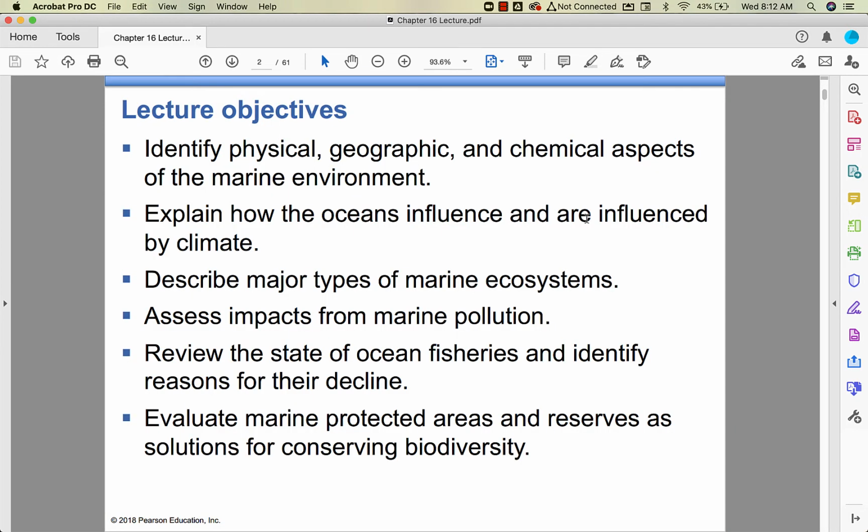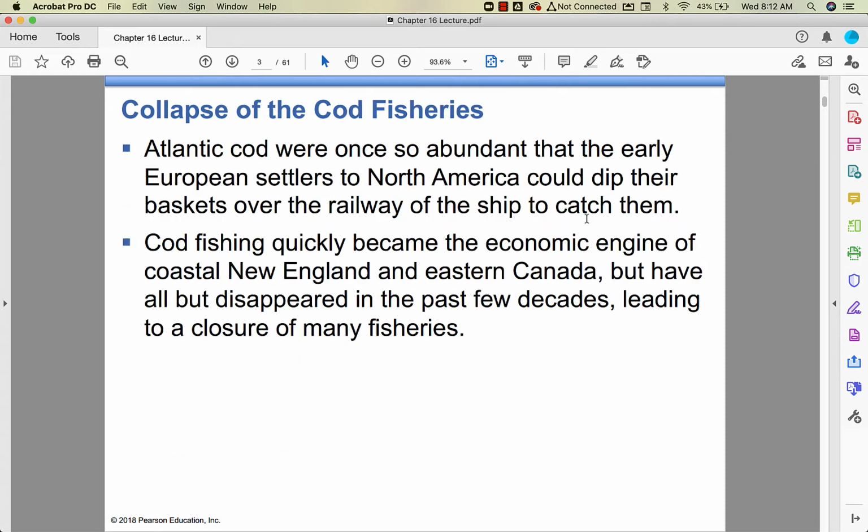Okay. So these are the objectives for this chapter. We're going to look at marine pollution. We're going to look at ocean fisheries and look at how the oceans influence and are influenced by climate. That's a big thing that we need to make sure we get out of this. So a lot of the commercial fisheries around the world are in the midst of collapse or are very, very stressed.